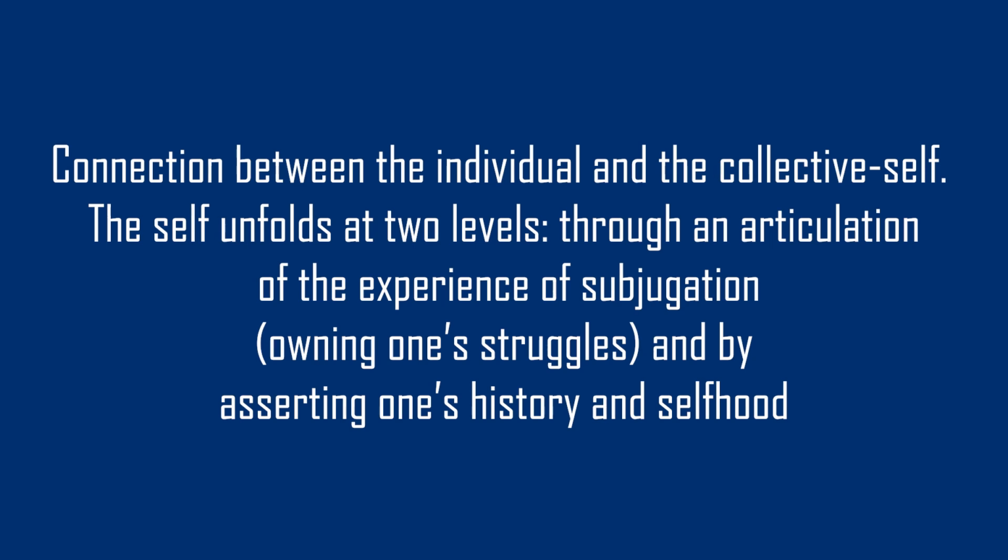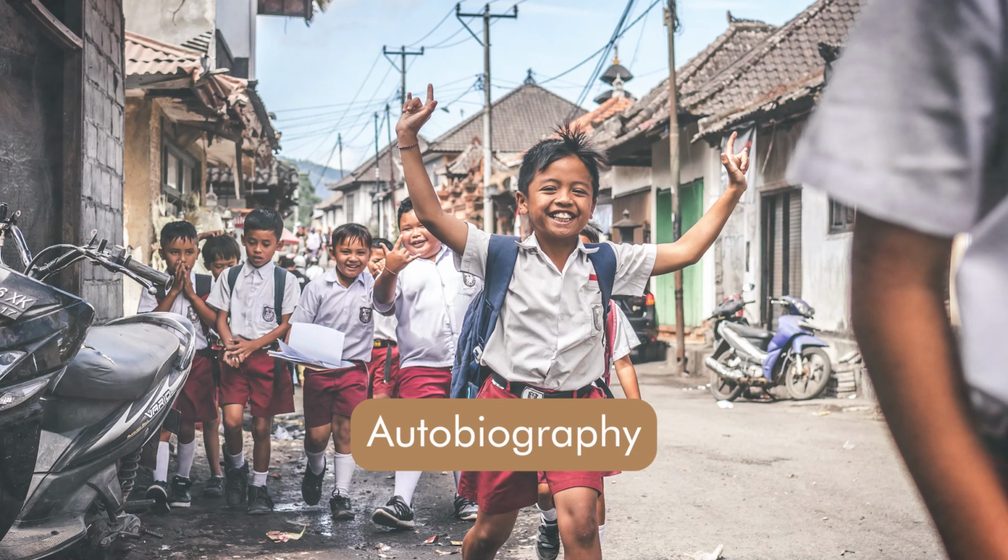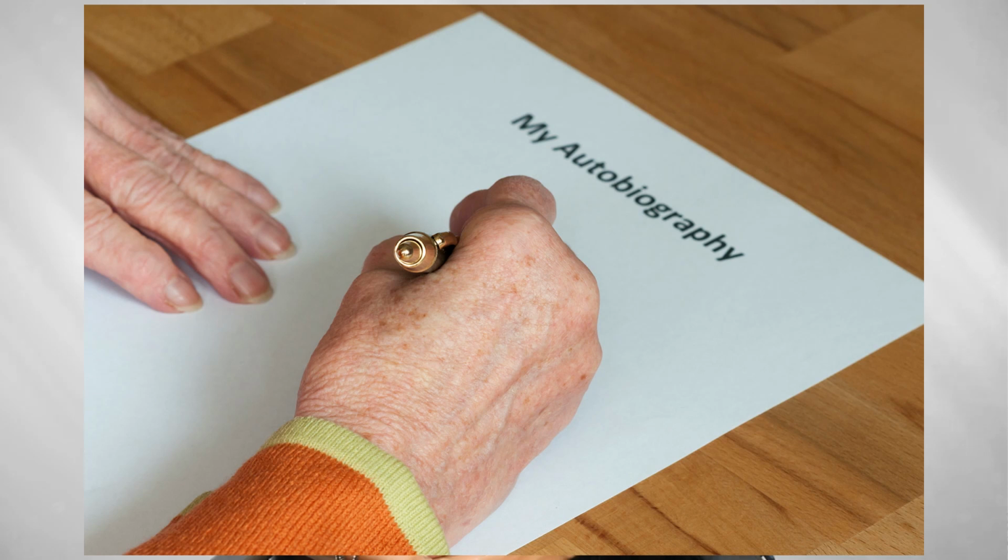Now the self then, one can say, unfolds at two levels. First, through the articulation of the experience of subjugation, where the person discusses at length various moments, various incidents where he or she experienced subjugation, experienced prejudice. And that involves some kind of owning of one's struggles. So when the autobiography deals with this aspect of experience, it is not to regret this experience, but it's an attempt to own one's history, to own one's struggles. And that then gives the marginalized a kind of confidence to assert their selfhood, to assert their history. So you see how there's this very close connection between the individual self and the collective self.